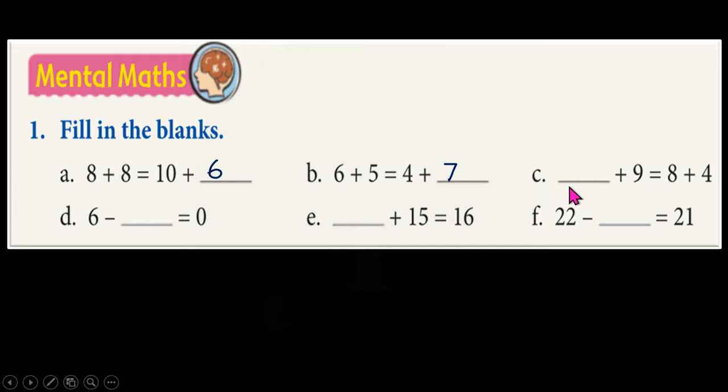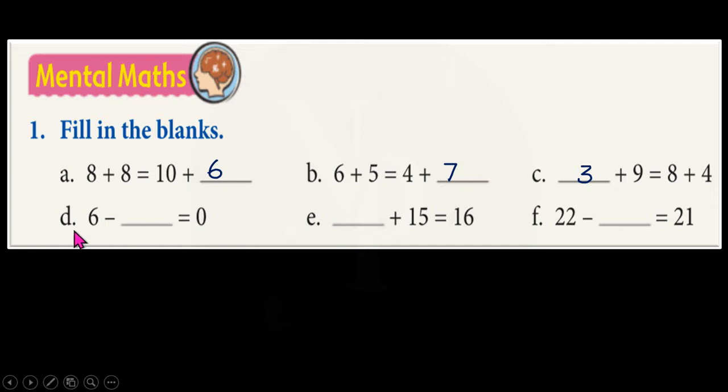C. Here we have a blank space, dash plus 9 is equal to 8 plus 4. Now look at this side. Just tell me what is 8 plus 4. Yes, 8 plus 4 is 12. So 12 may be written as 3 plus 9 also, because on adding 3 and 9 we get 12. So now either you add 3 plus 9 or 8 plus 4, you get 12 as sum.